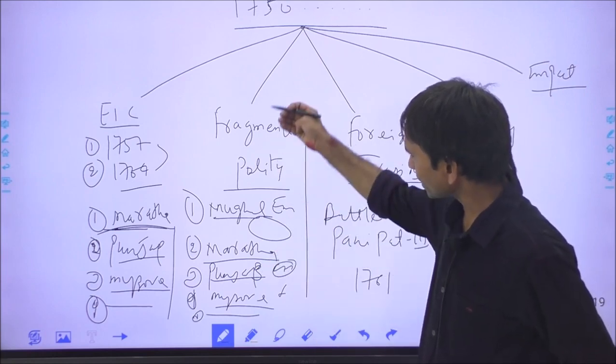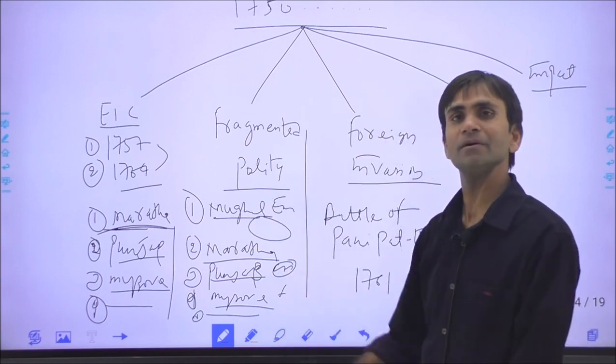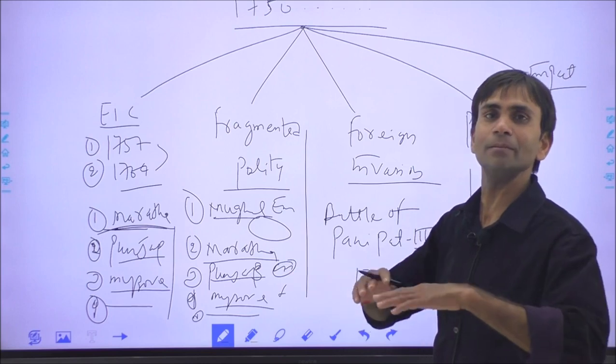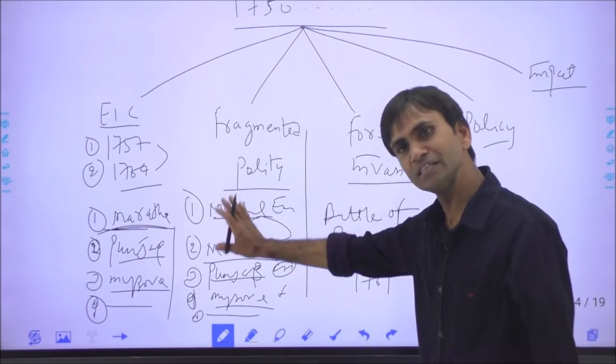This was the age of fragmented polity. This was the disintegration of India. There were so many political powers and they were not united. That's why the East India Company targeted them one by one and defeated them. So you have to study this topic in this way.